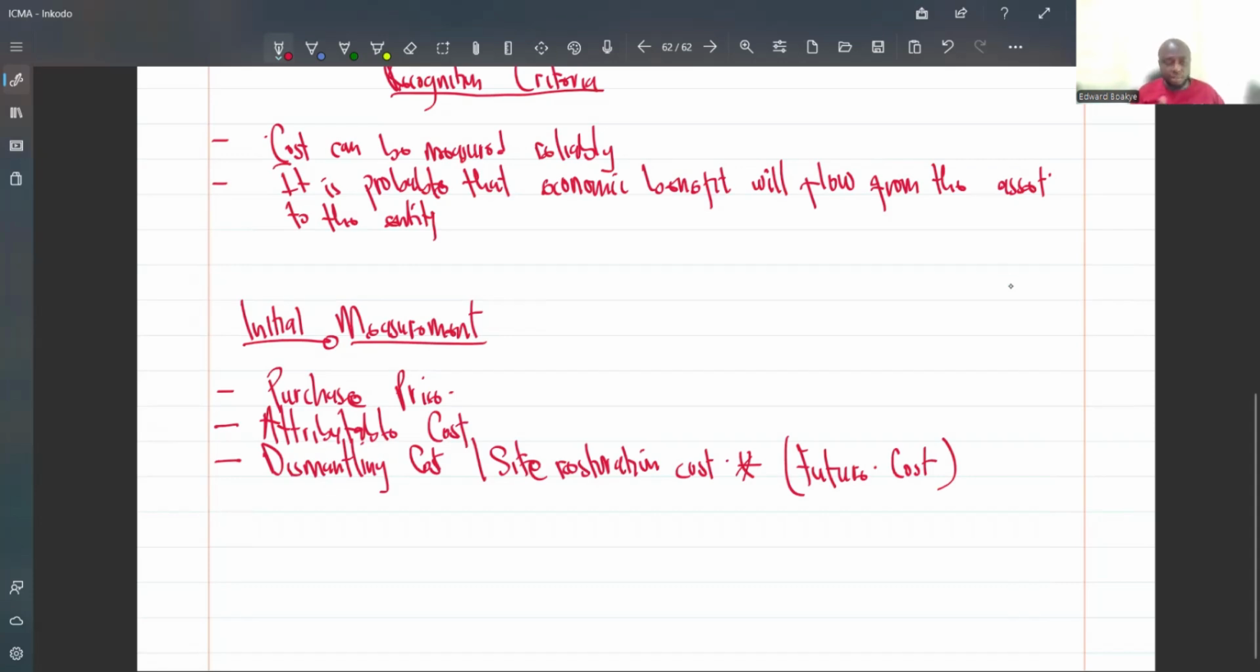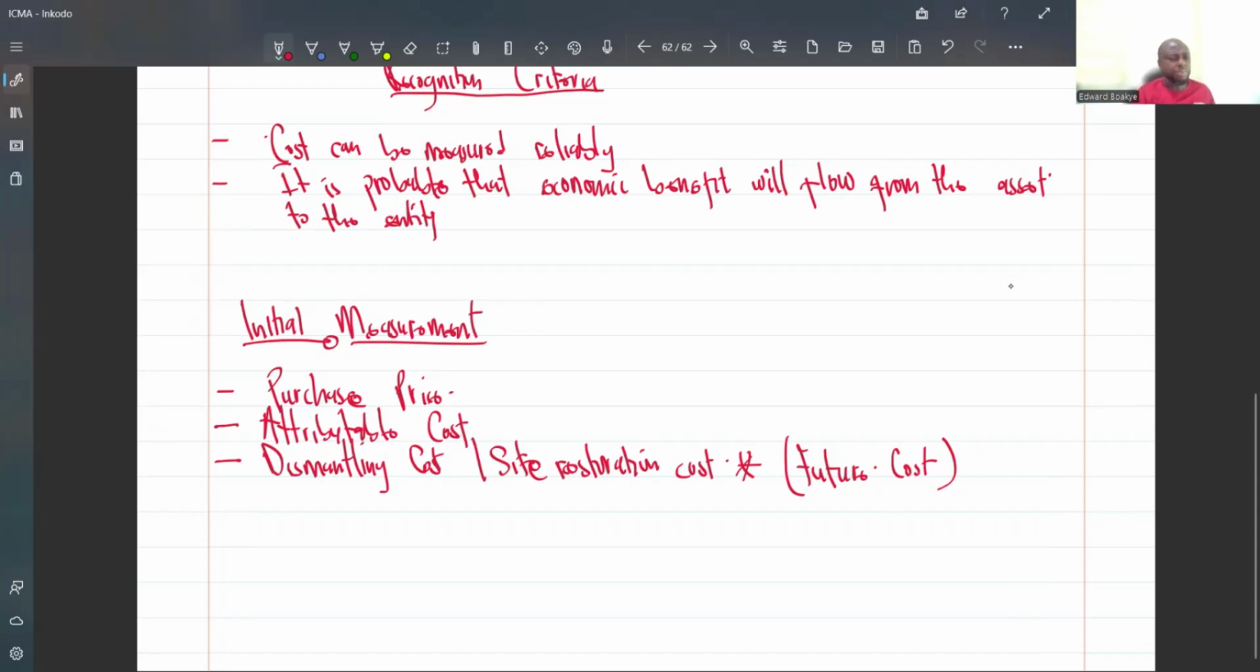So for the purchase price, yes, you get it today. Attributable cost, the things that you are paying in relation to whatever purchase that you made, that one too you get to know. But the dismantling cost is a future cost. So it is more or less a provision that we'll be making or an estimate that will be done. Right. So if the estimate is given to us, we do what? We find the present value so that we get to know its amount today.